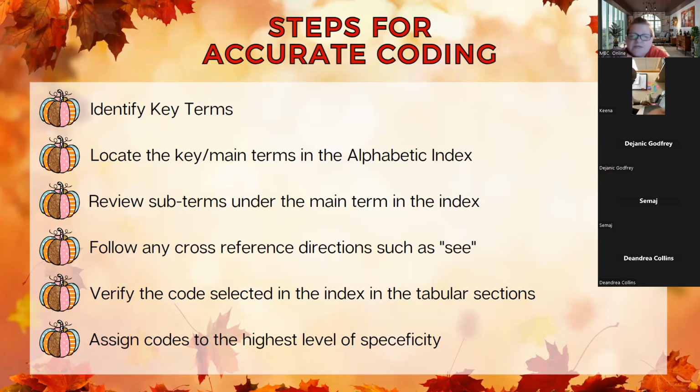You're going to locate those key terms in the alphabetic index. And in the two manuals, they are in opposite ends. One of them, the alphabetic index, is in the front, and the other, it is in the back. But it is a thick gray section in both books, so it's not too hard to find. So you locate your key terms in the alphabetic index. Review the subterms under the main term in the index.